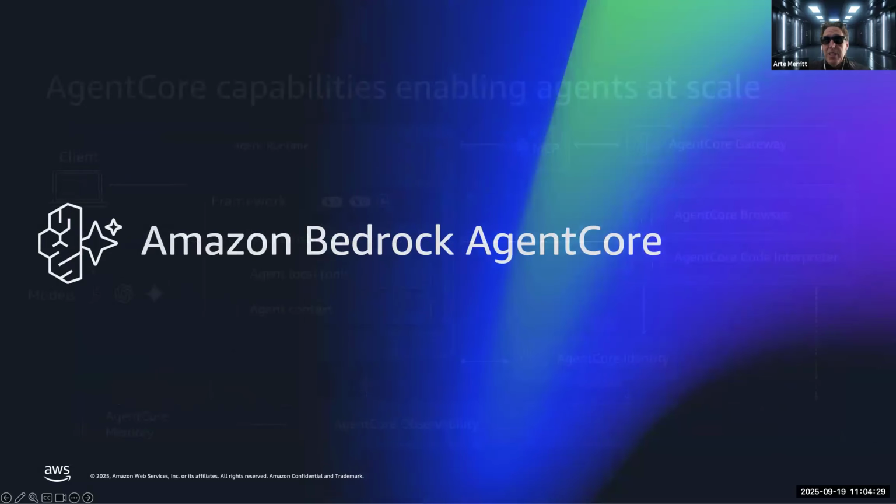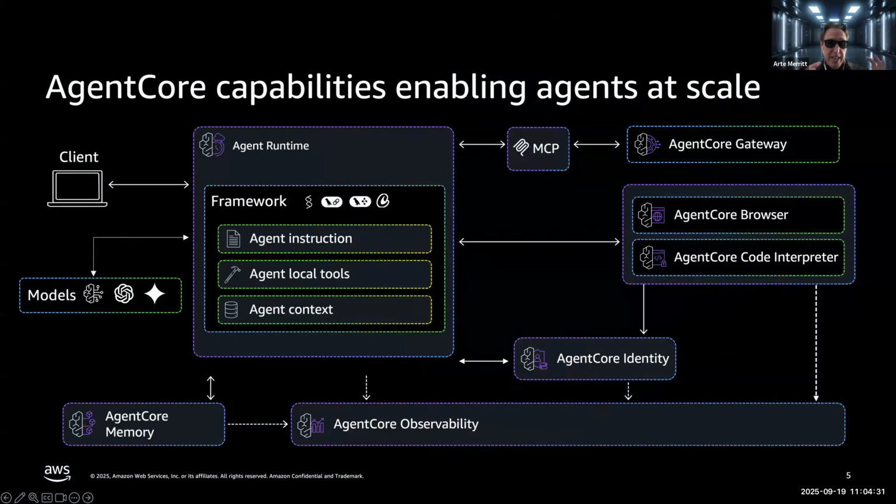Agent Core itself is a new service that we announced back in July. It's currently in preview, and it comprises a series of components, or what we call primitives, that make it easier to build, deploy, and maintain your agentic solutions, and to deploy these in a scalable, secure way. These are the components: our runtime environment, gateway, identity, observability, memory, and then some built-in tools like the browser and code interpreter. As we're going to dive into, you can use whatever framework or model you prefer.